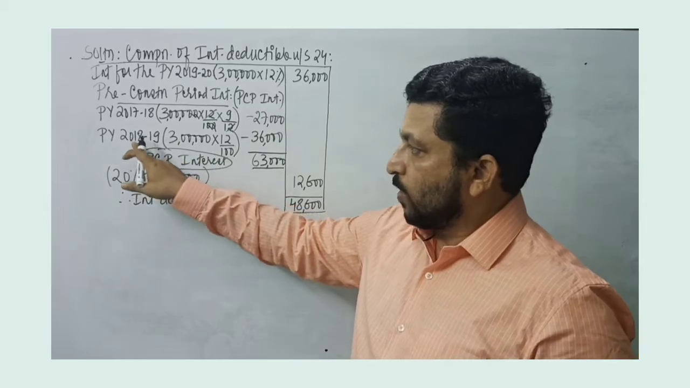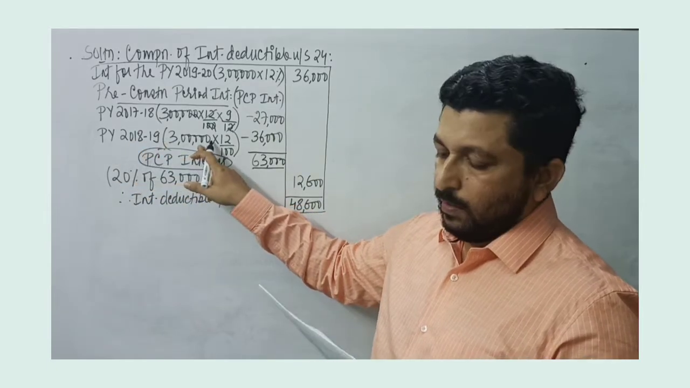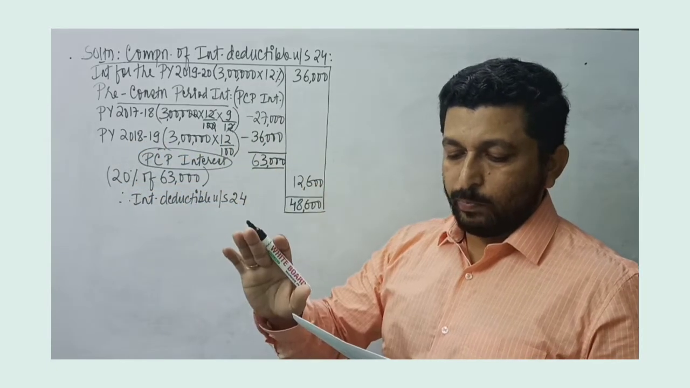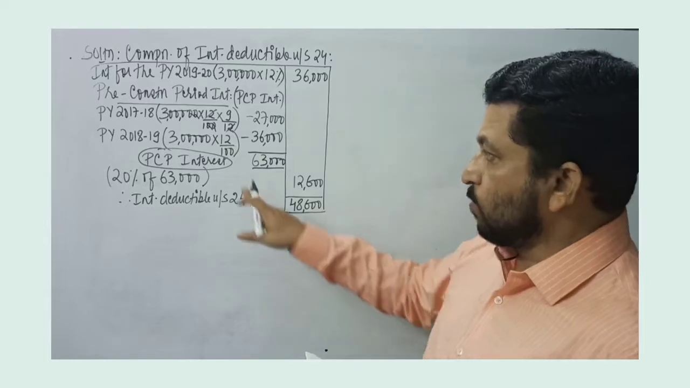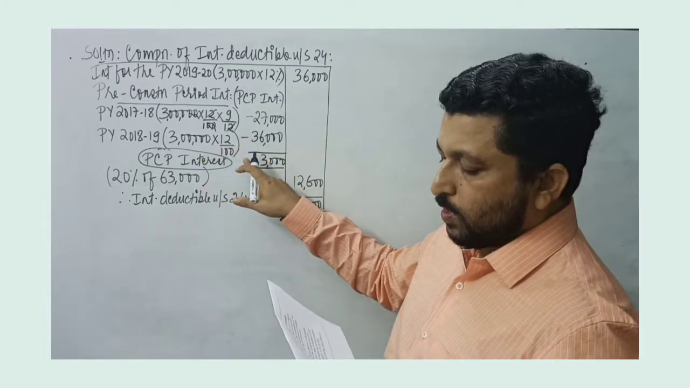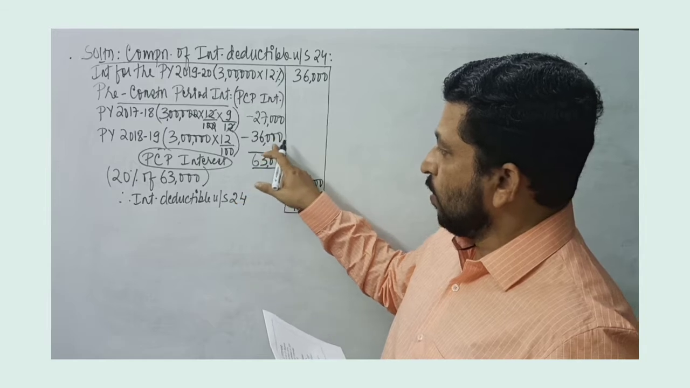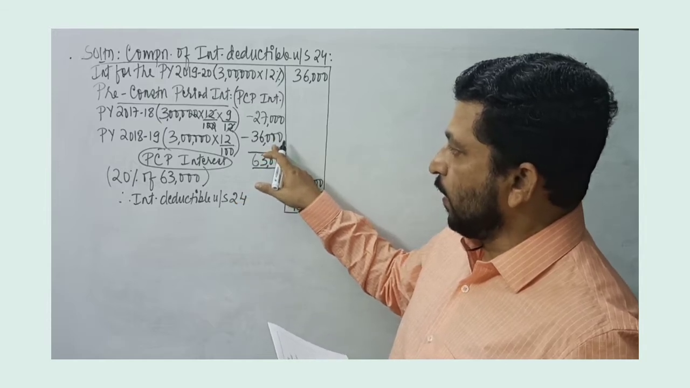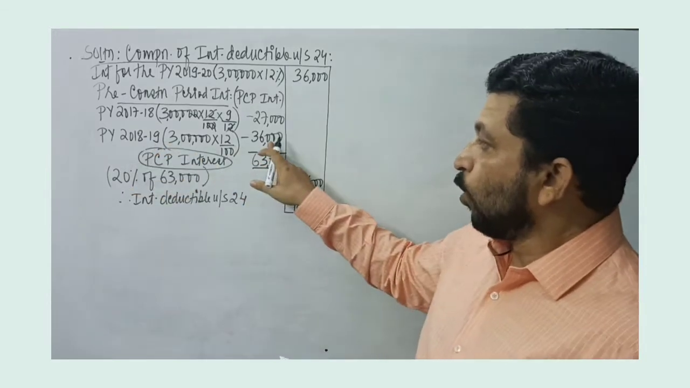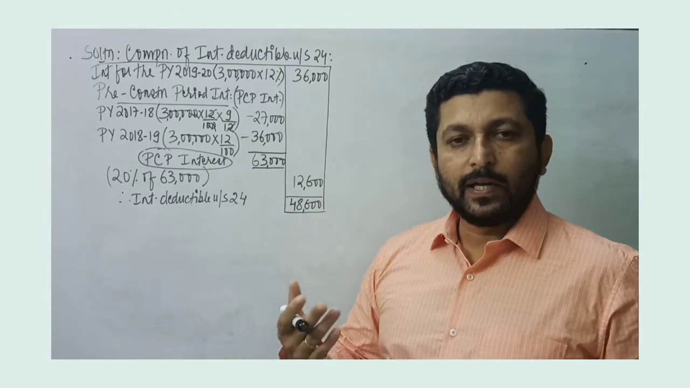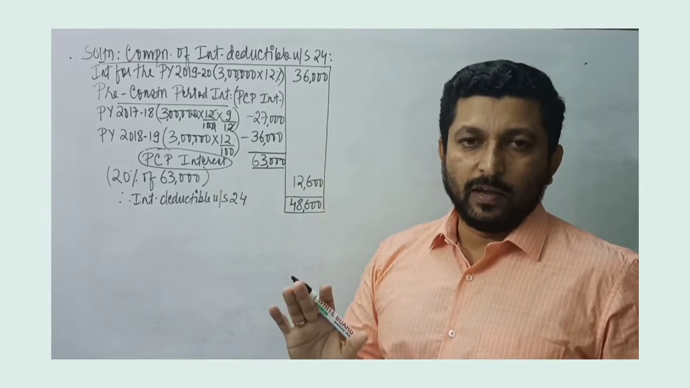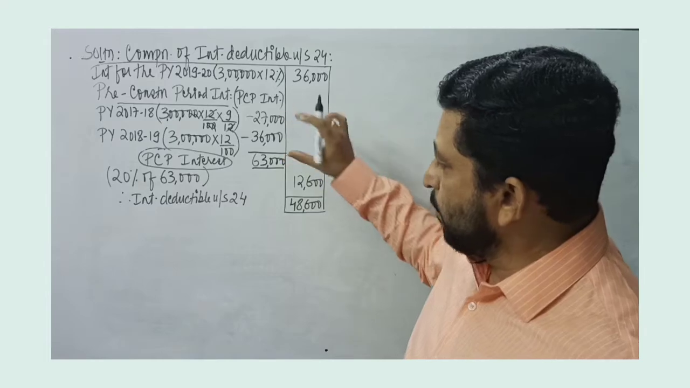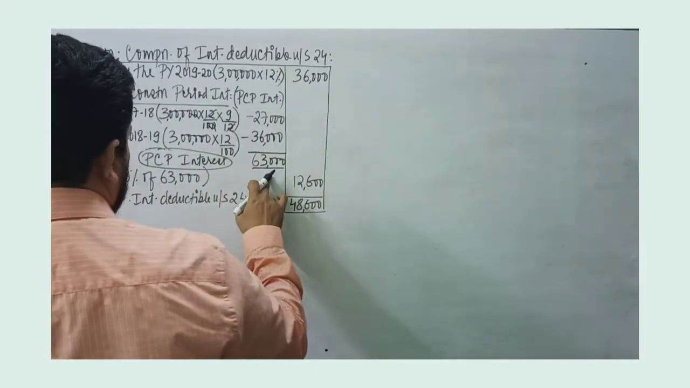Then the construction continues for 18-19. The loan amount is still 3 lakh rupees. There is no mention that a part payment is made. So 3 lakh into 12% is the rate of interest. So it is 36,000. That is the interest for the year 18-19. Though Mr. Alexander is paying, there is no deduction available. So total PCP interest works out to 63,000.